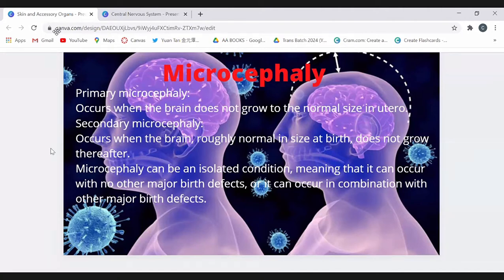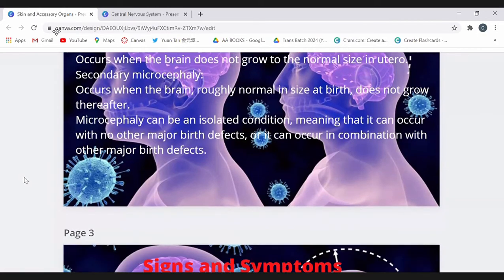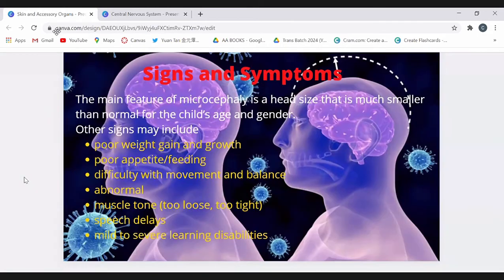Microcephaly can also be an isolated condition, meaning that it can occur with no other major defects, or it can occur in combination. The signs and symptoms: the main feature of microcephaly is a head size that is much smaller than normal, and other signs may include poor weight gain and growth, poor appetite or feeding, abnormal muscle tone, speech delays, and mild to severe learning disabilities.